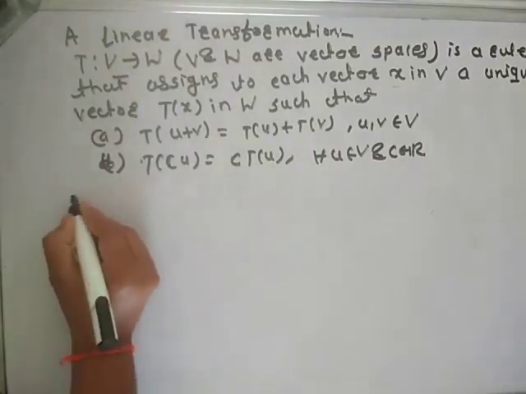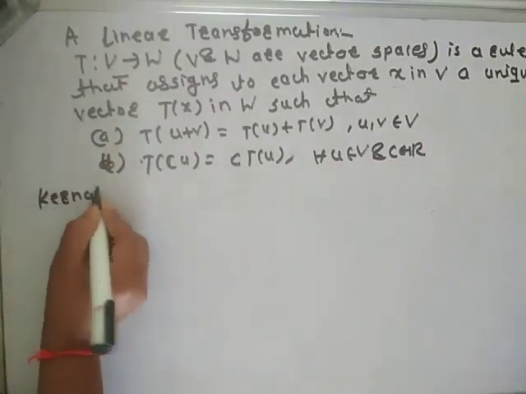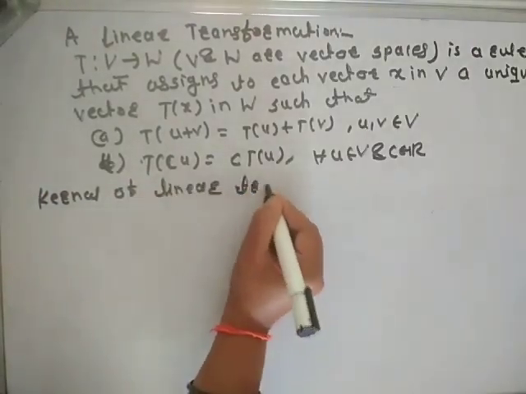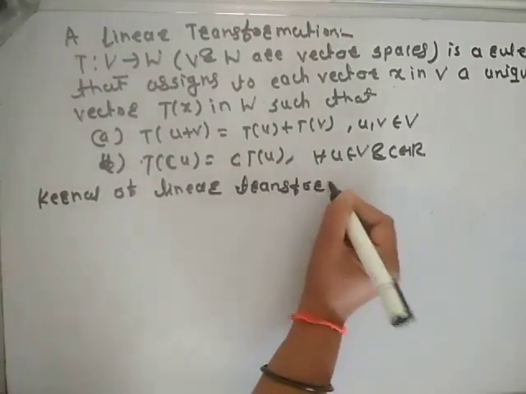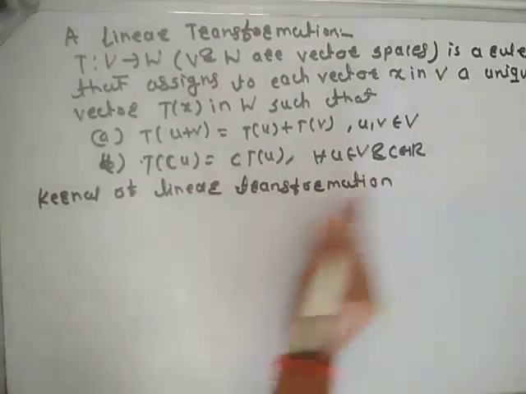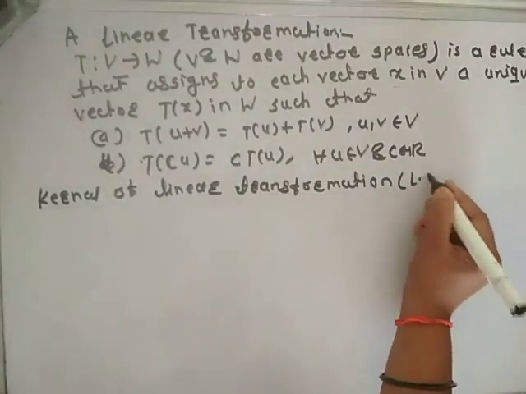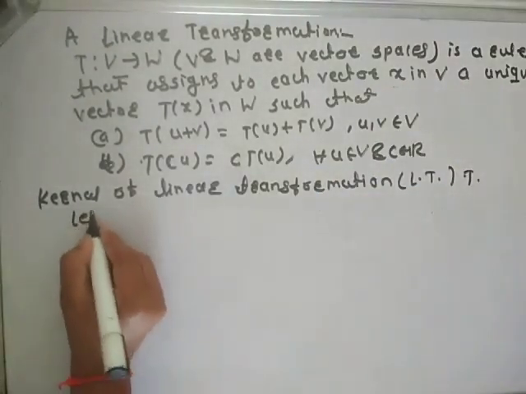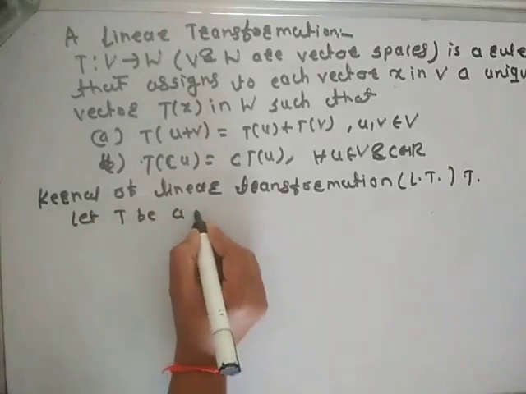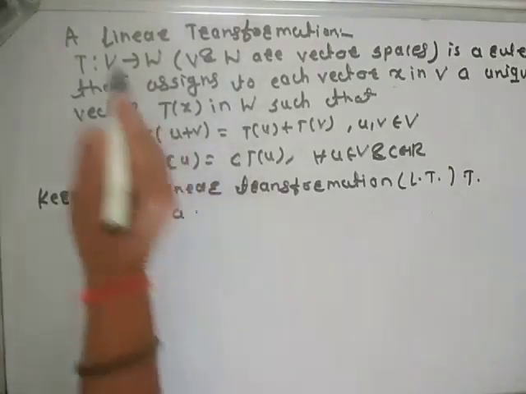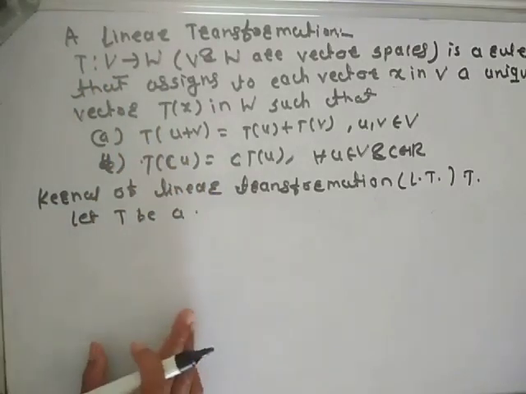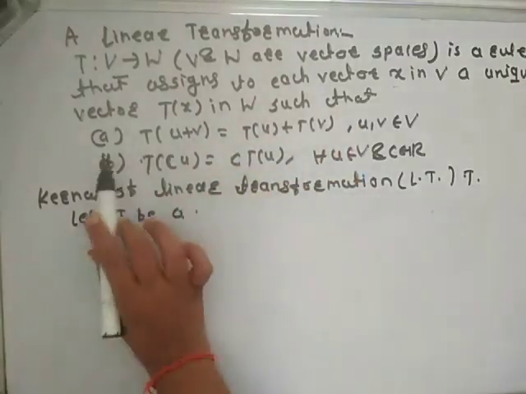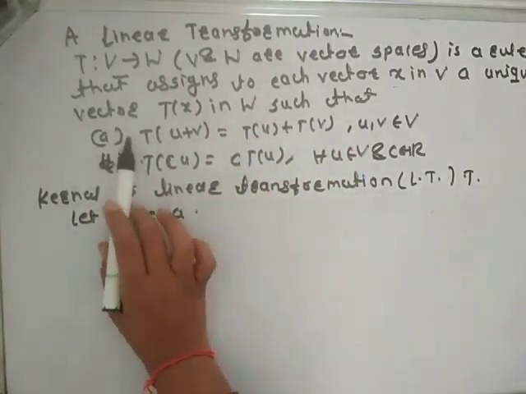Let us take the next definition: kernel of a linear transformation T. For linear transformation, here I will use the short form LT. Let T be a linear transformation, meaning T from V to W is a rule that assigns to each vector x in V a unique vector T of x in W such that it satisfies these two properties.